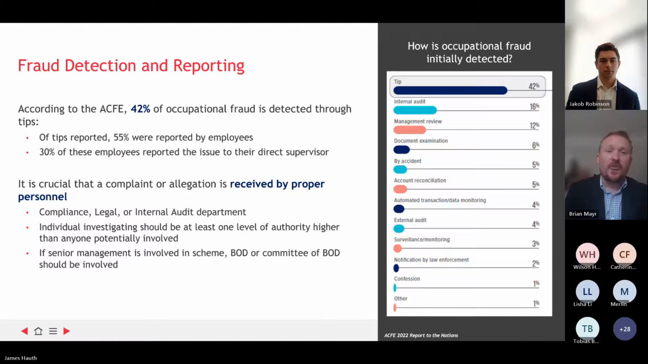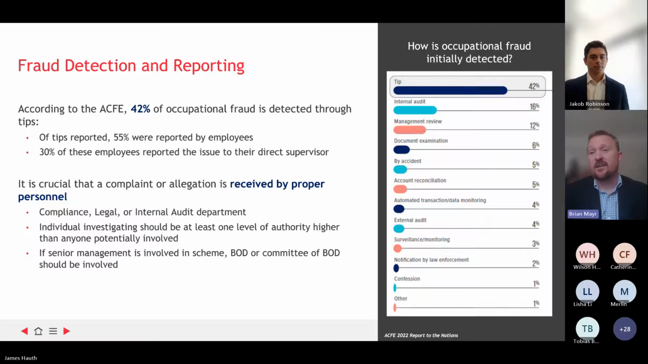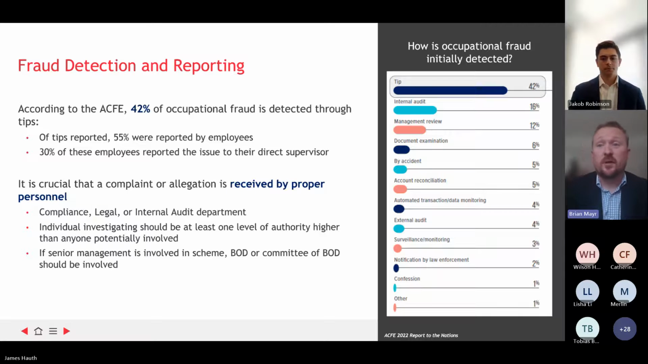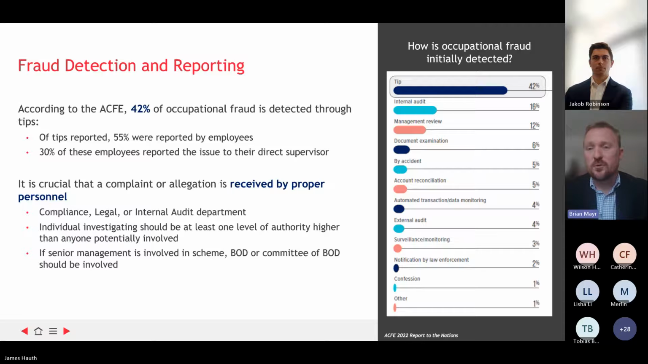And then we move into what happens when it's critical that a complaint or an allegation is received by the proper personnel. What if you did identify potential fraud or confirm improper activities within your day-to-day job? Most companies have a process in place for how that should be reported up. Should you go directly to your manager? Should you go directly to a senior manager? Should you go to the board? Most companies have a process in place and people you can reach out to, but if not, there are a number of different considerations between compliance, legal, and an internal audit department, depending on how your organization is set up.